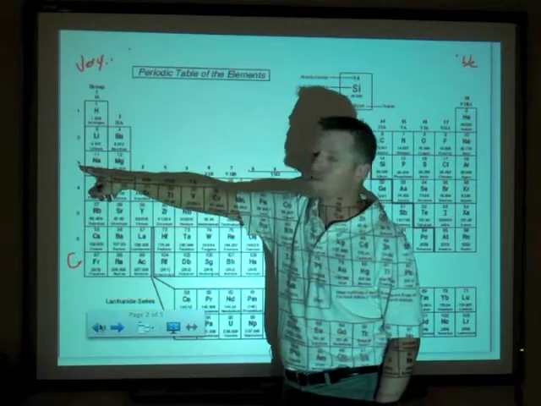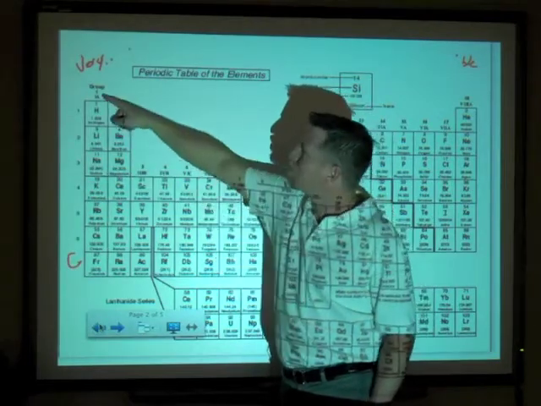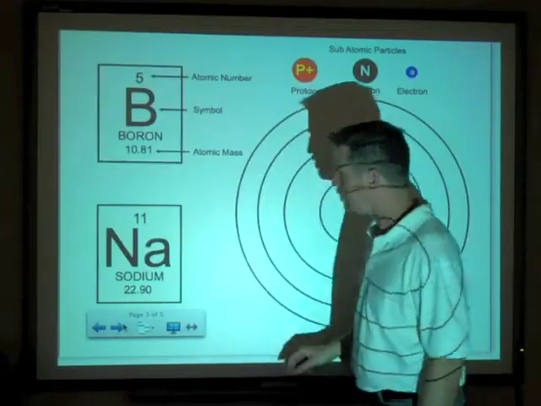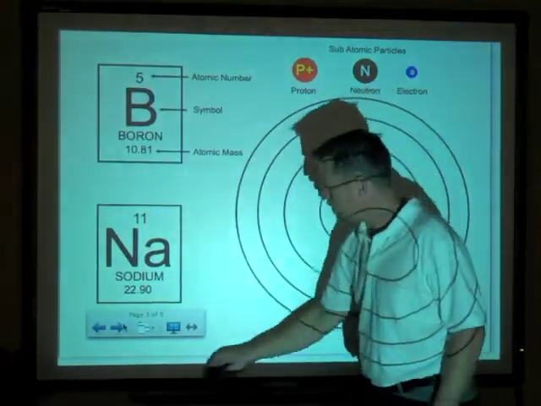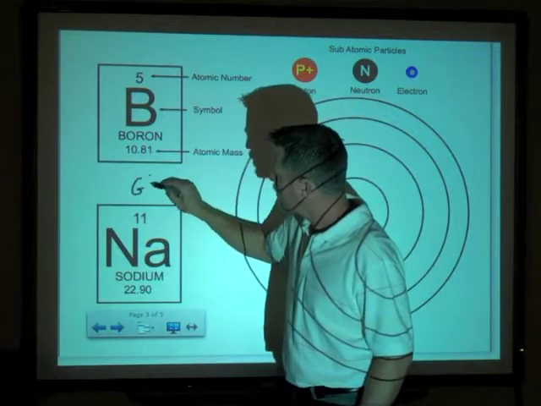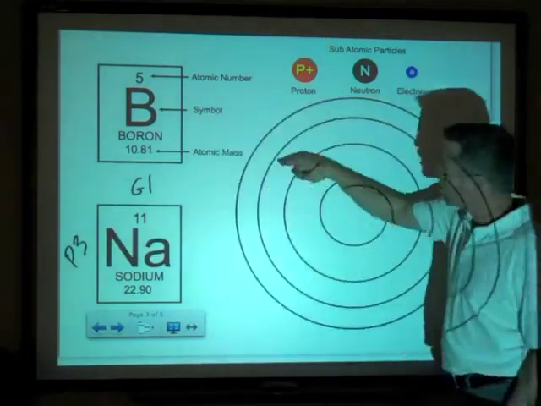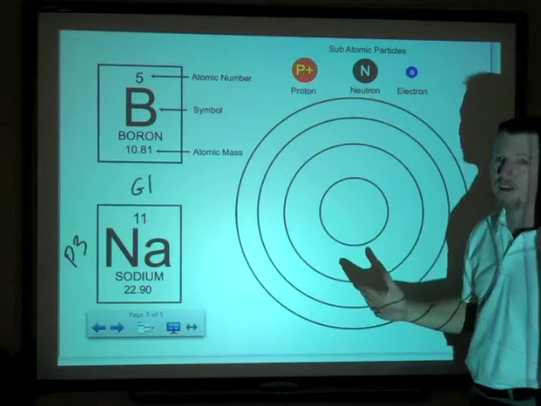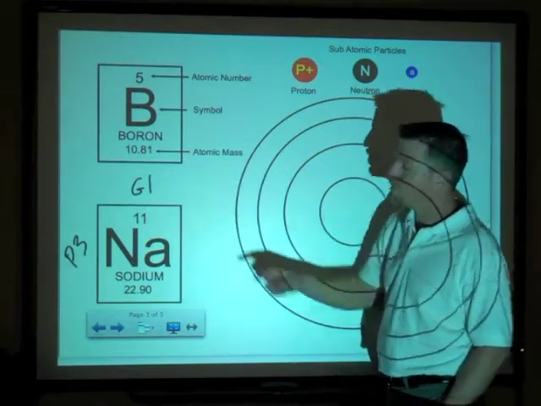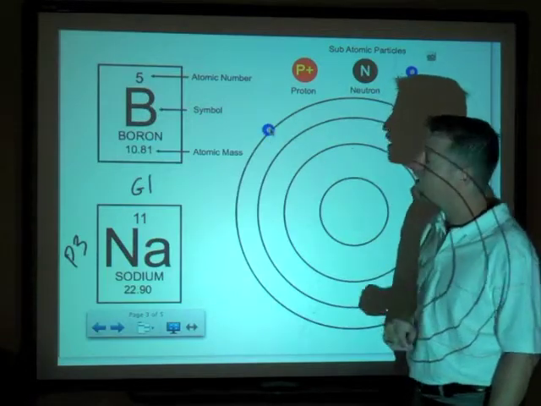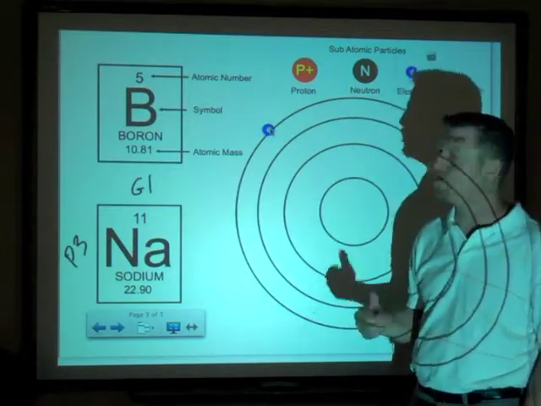So that period 3 tells me he has 3 energy rings. Group 1 tells me he has 1 electron in the outer ring. So let's look at that. Okay, so remember he was in group 1, period 3. Okay, so let's see, we got 1, 2, 3 rings. We need all 3 of them for sodium. He's in group 1, which means he has 1 electron in that outer ring. So I'm going to just place him out there and see if that holds true when we start building this atom.